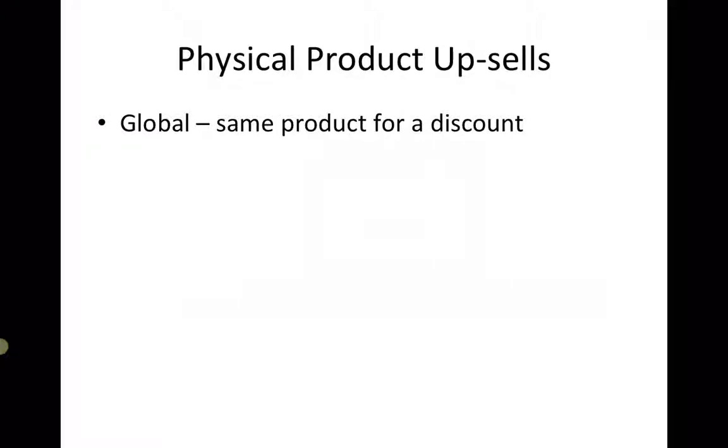So physical product upsells. The first thing you want to do is you've got to understand global, okay? If I'm selling a mug that's got a design on it, a good upsell, if I don't have anything else, is another mug with the same design for like $1 less, okay? Or if it's a t-shirt, and it's global and it's not layered with any different things, the best thing that you can usually do, and instantly do no matter what campaign it is, is offer that same product for a discount.